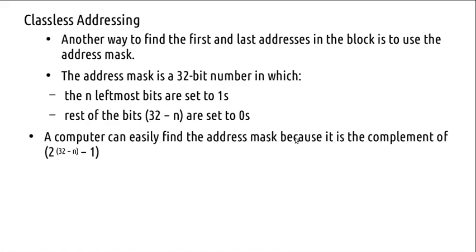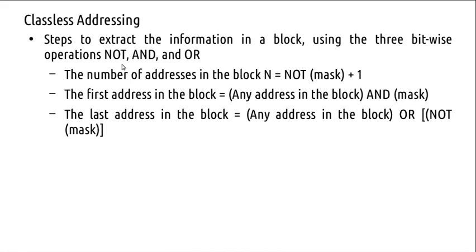If a mask is specified, the computer can find it out. So the first n bits are ones and the rest, 32 minus n bits, are set to zeros. On a PC, the OS can do this operation.